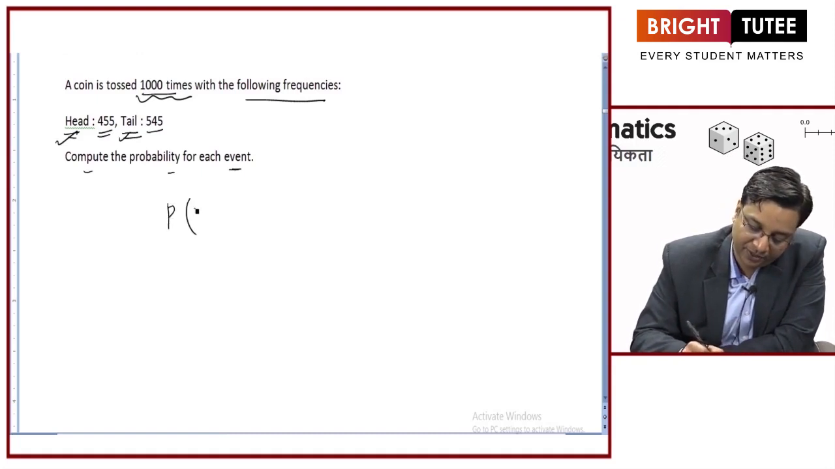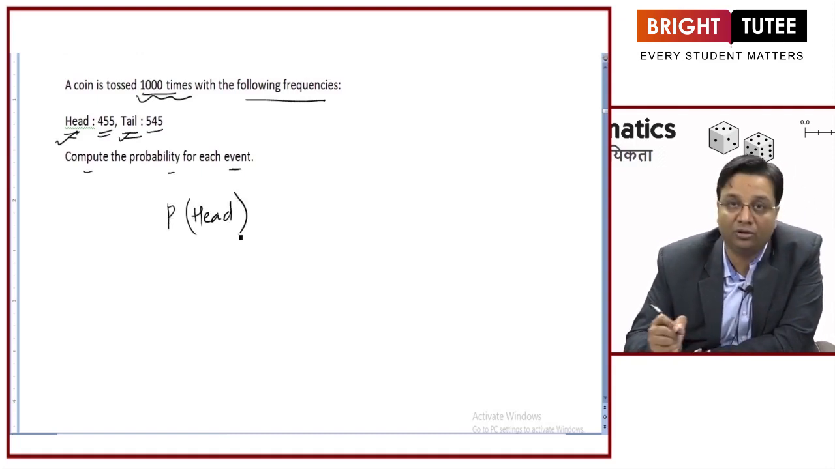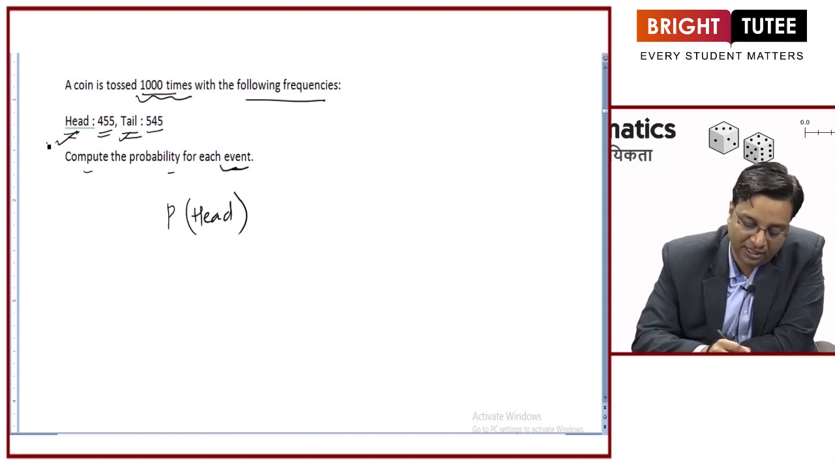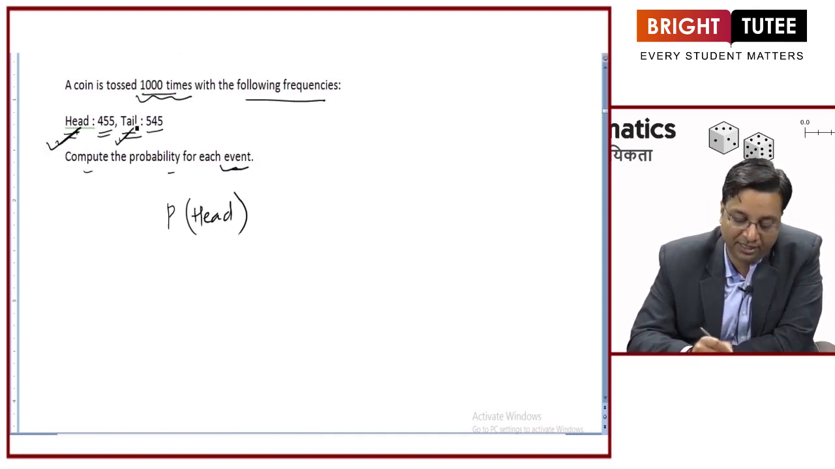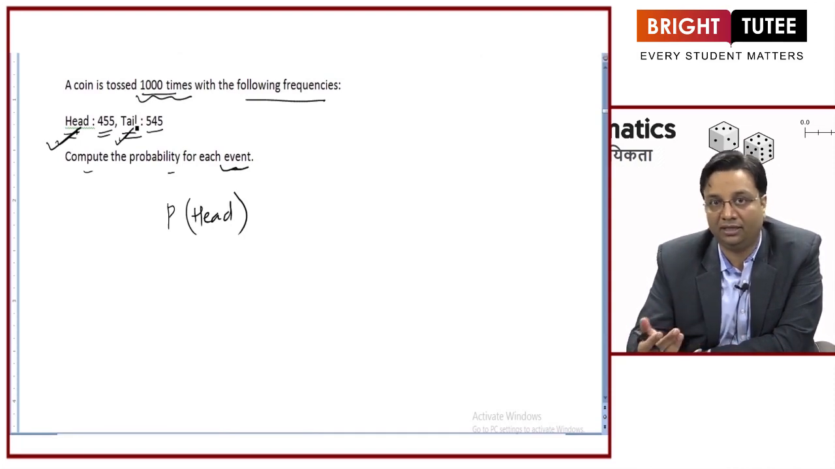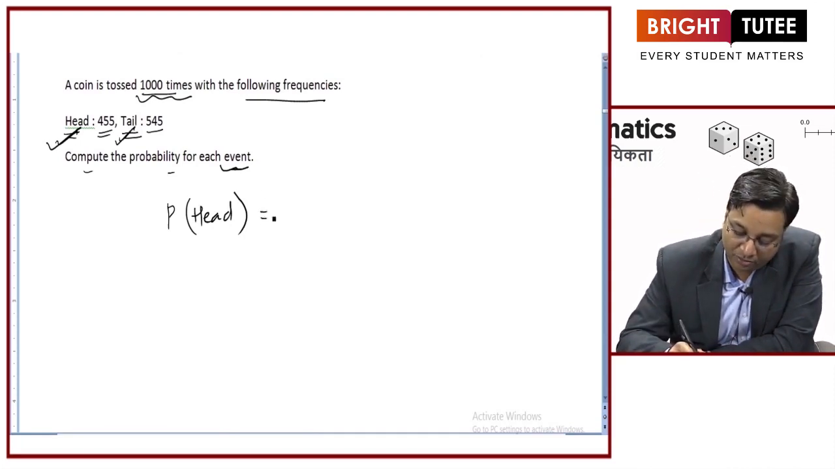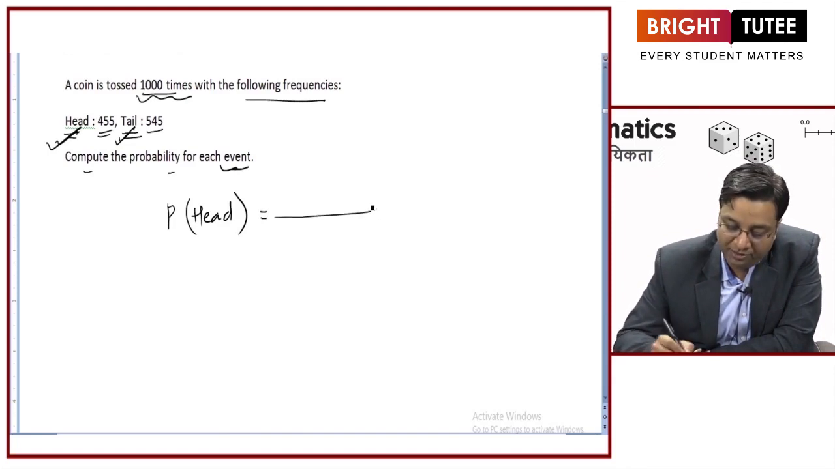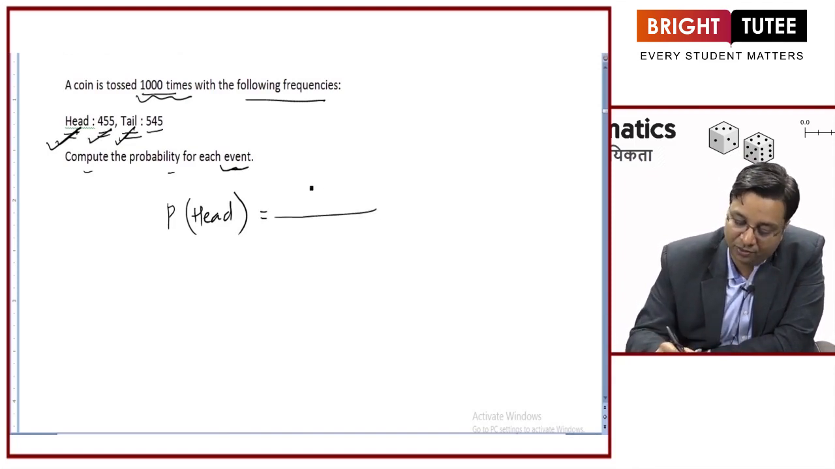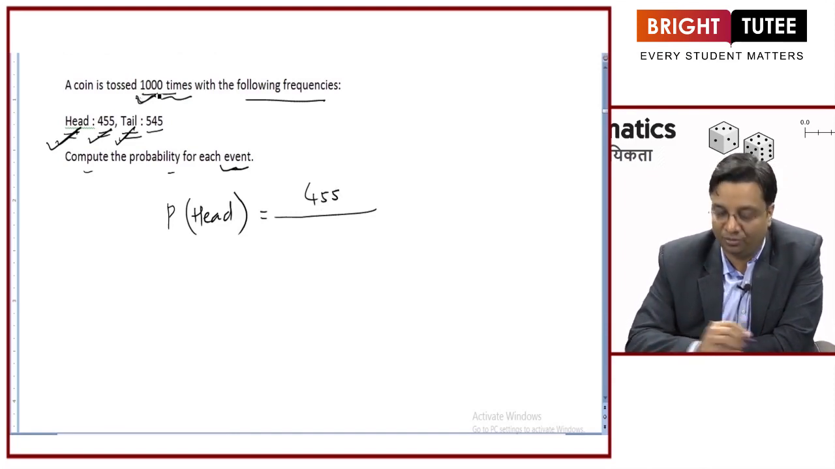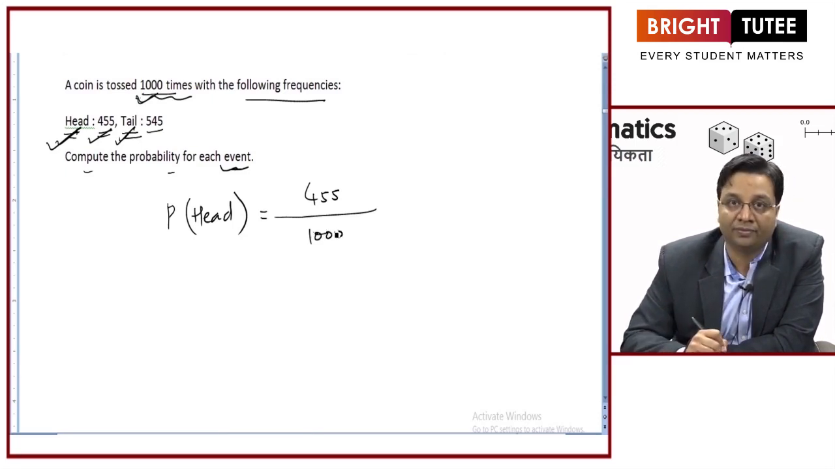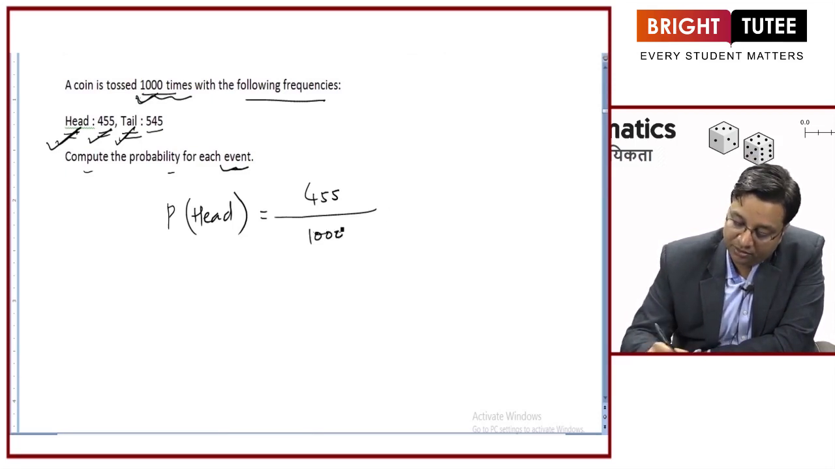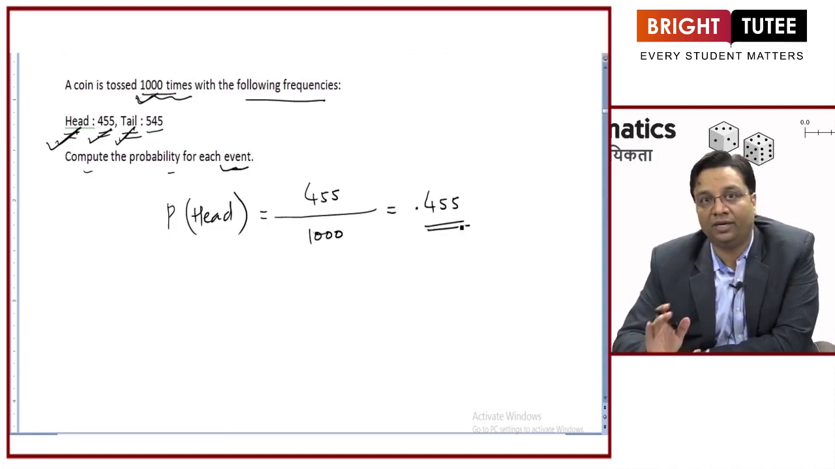So probability of head coming on top. What are events? Head is an event and tail on top is another event. So probability of head coming on top is equal to number of times the event occurred, 455 times, divided by number of times the experiment was performed, 1000 times, right? So it will be equal to 0.455. This is the probability of head coming on top.